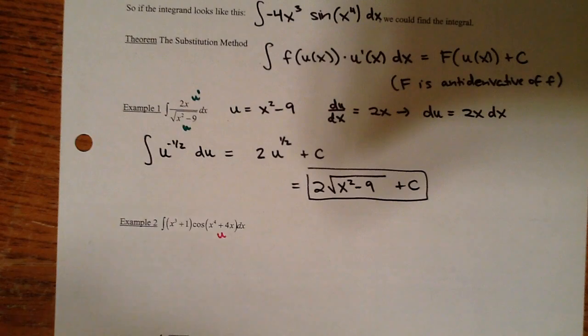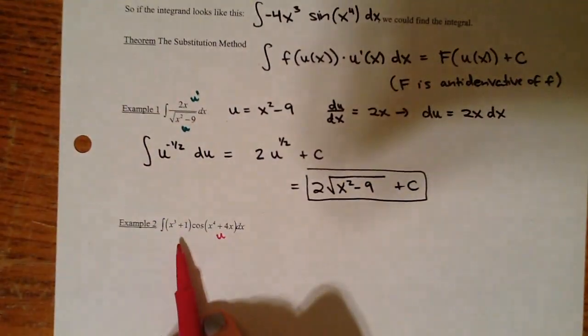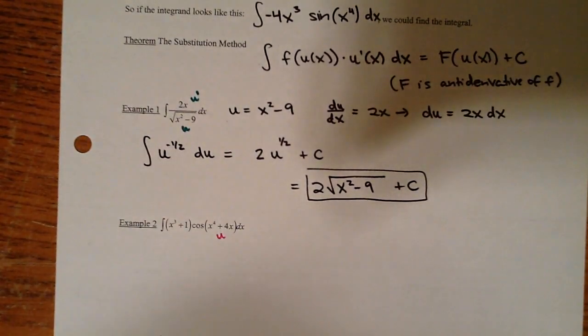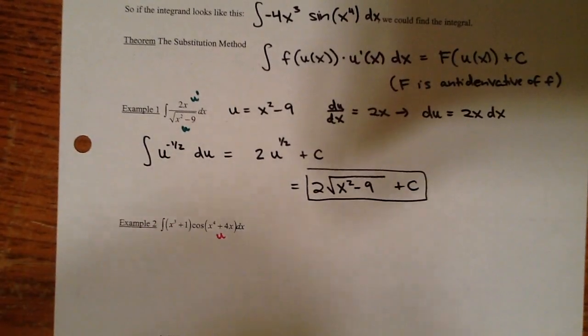u prime is 4x cubed plus 4. So it's not there perfectly, but it's a constant multiple right here. This is a quarter of what we're expecting our correction factor to be. We're expecting it to be 4x cubed plus 4. So this is a constant multiple. It's good enough. And I'll show you how we're going to play around with the coefficients.